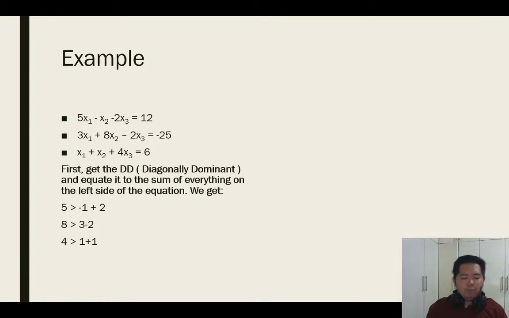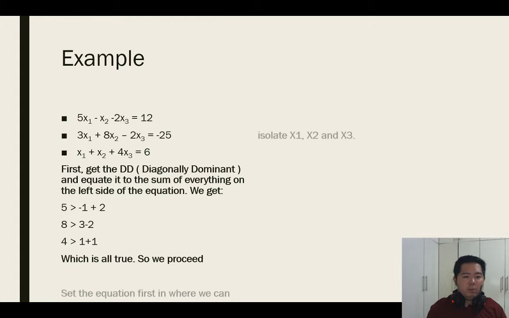So we get 5 is greater than negative 1 plus 2. It's obvious. Next, 8 is greater than 3 minus 2, which is 1. And 4 is greater than 2. All of these are true, so we're going to proceed.